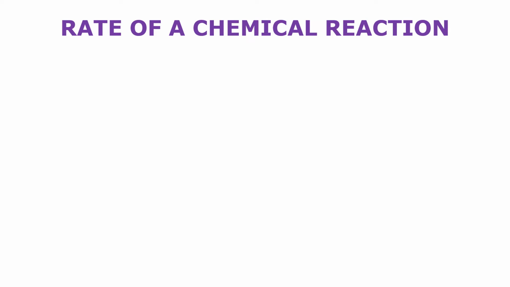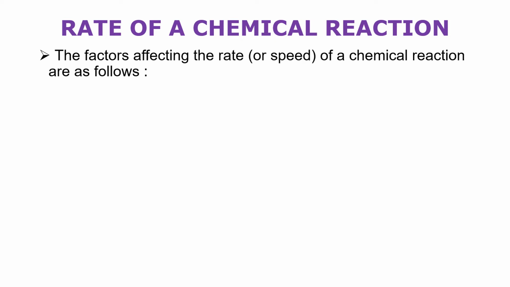So we now move on to the next module of the lesson. The next module is the rate of a chemical reaction. Rate means speed. In simple words, rate means speed. Speed of a chemical reaction. So let's see what are the various factors that affect the rate of a chemical reaction. The factors affecting the rate or speed of a chemical reaction are as follows. There are five factors. First is the nature of the reactants. We'll be learning each of these in detail, don't worry.